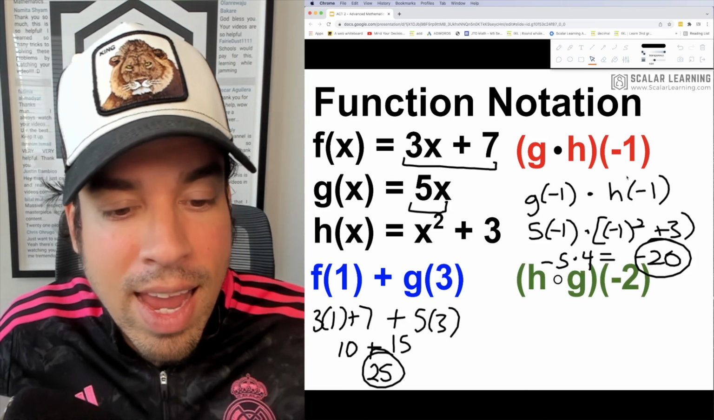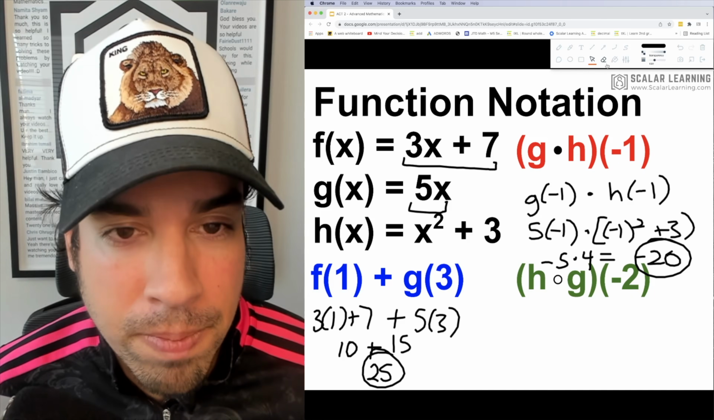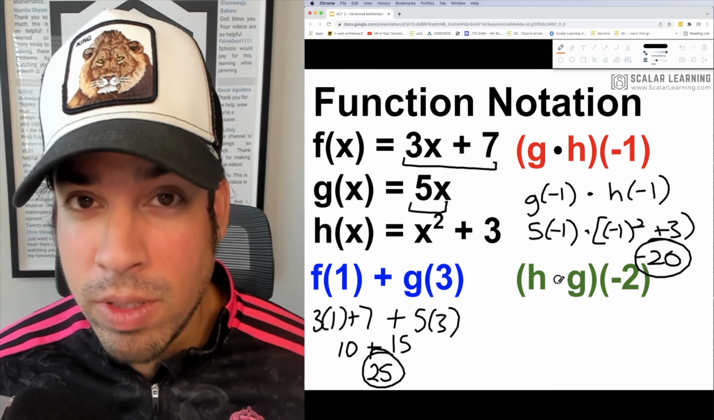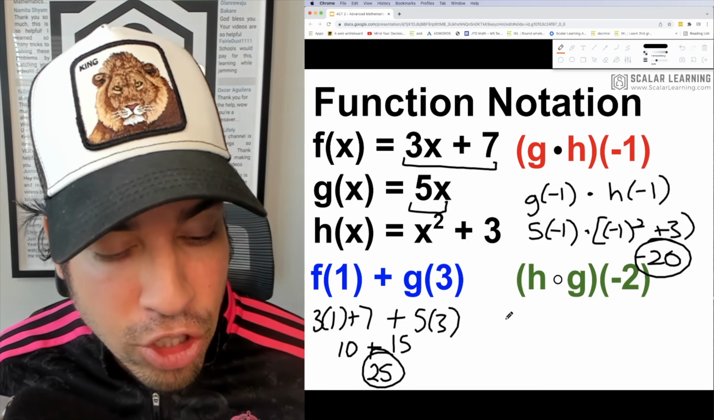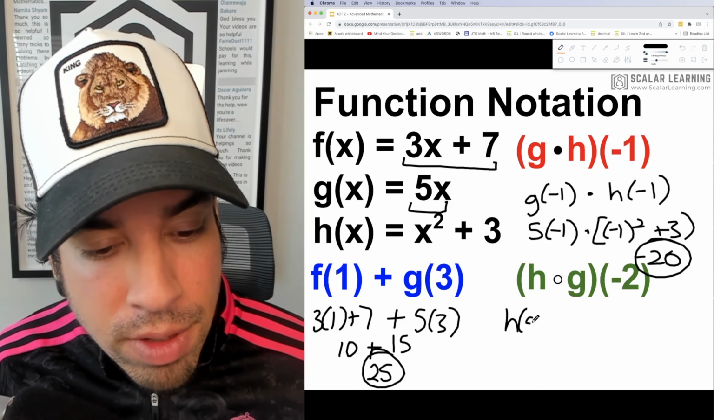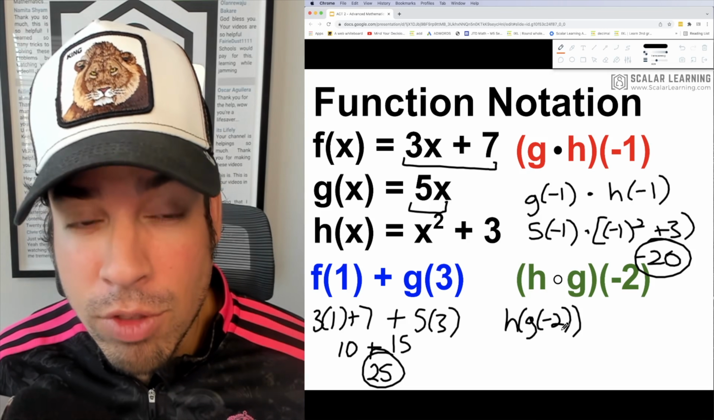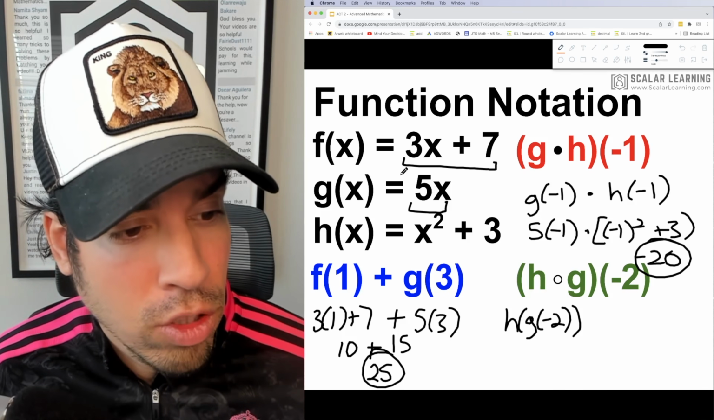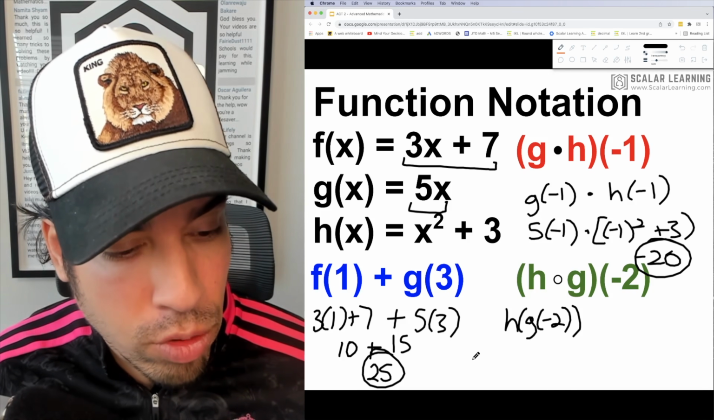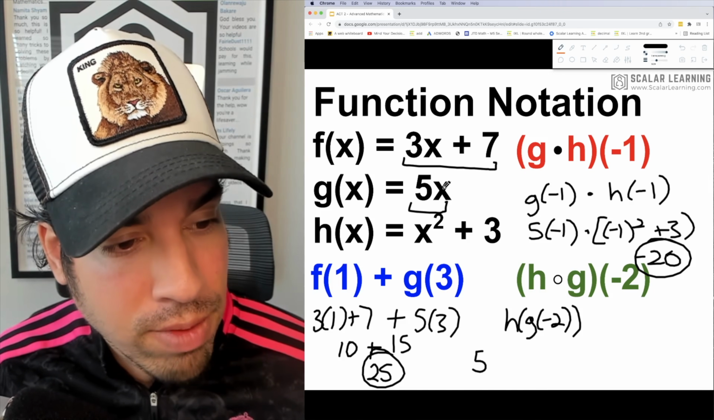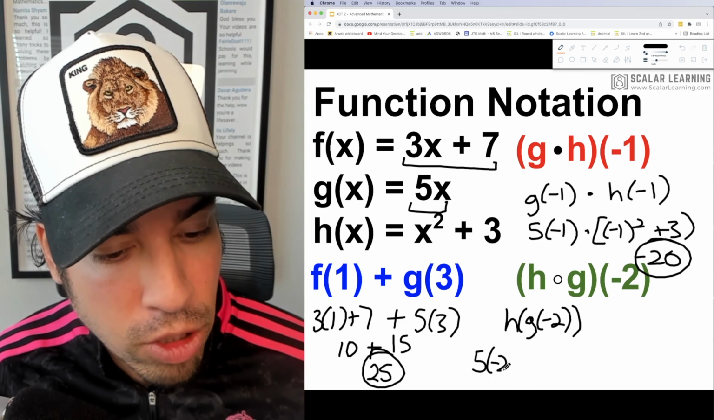Last but not least, h of g of negative 2. So you notice now this is an open circle. That's different. So check this out. This actually means h of g of negative 2. So it's like we find what g of negative 2 is, and then we plug that into h. So let's go here. What's g of negative 2? G of negative 2 is 5 times negative 2, right? In that g function, I plop it in.